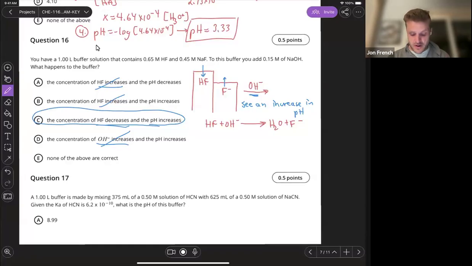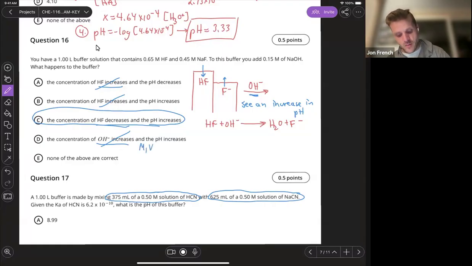All right, question 17 is also a harder question because we are mixing two things together, so it's a little bit more involved. We're mixing this much of our acid and this much of our conjugate base. So we need to do a little bit of a calculation first. Our first calculation: when we mix those two solutions together to make our buffer, the concentrations change. So we want to use M1V1 equals M2V2.